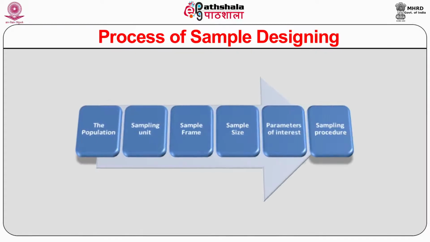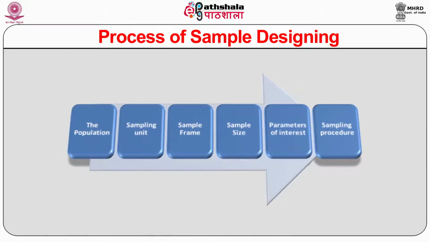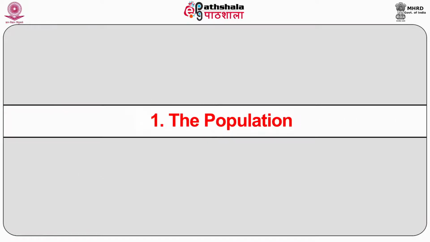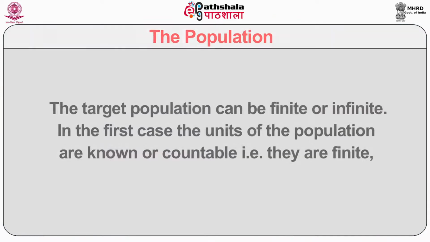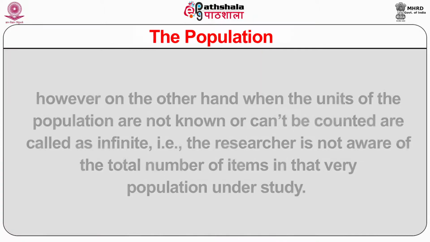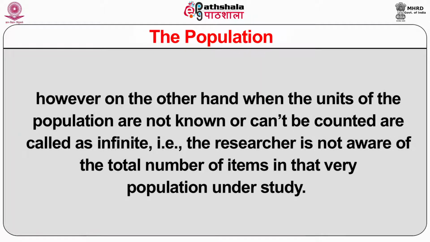Thus, at the time of developing a sample design, the researcher's utmost attention should be towards the following points. First, the population. The first and foremost step in developing a sample design is to very clearly define the target universe or the population to be studied. The target population can be finite or infinite. In the first case, that is the finite population, the units of the population are known or countable. However, when the units of the population are not known or cannot be counted, they are called infinite, that is, the researcher is not aware of the total number of items in that very population under study.